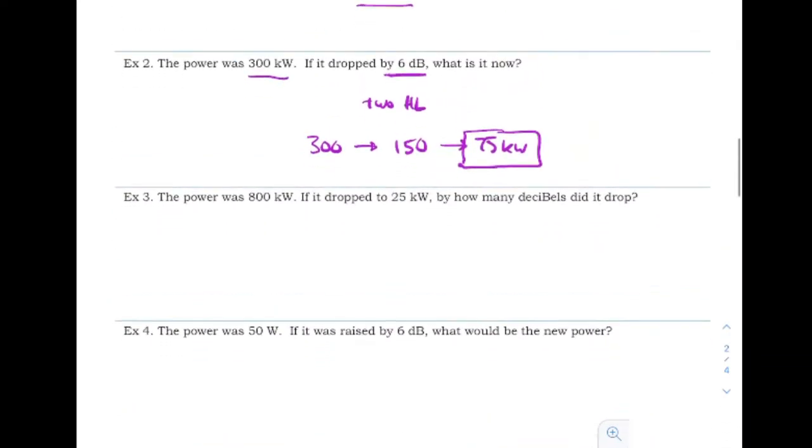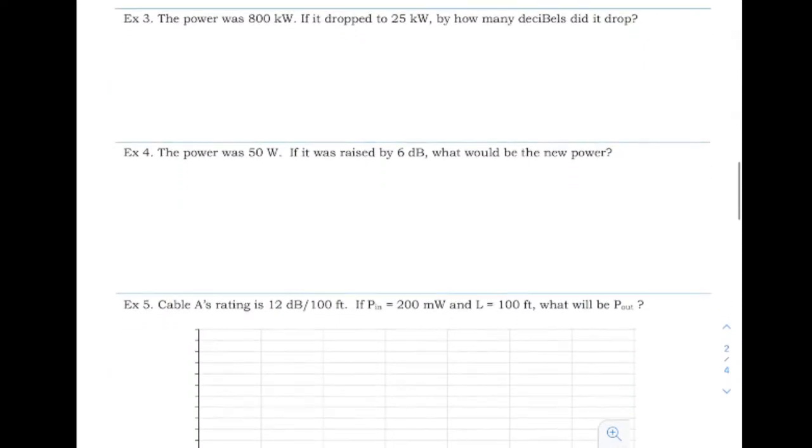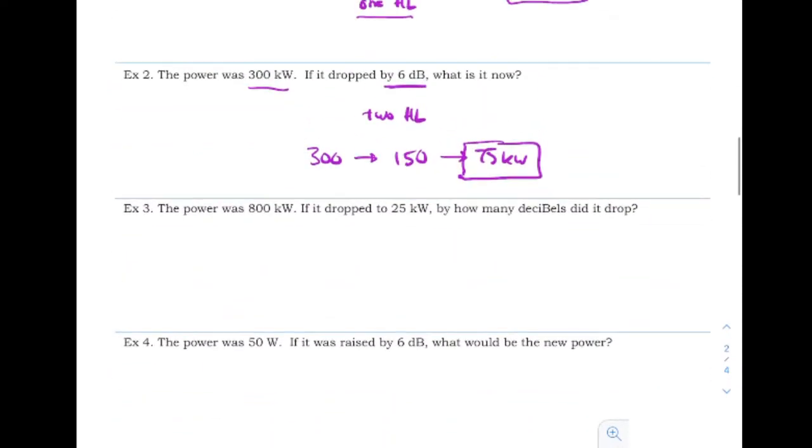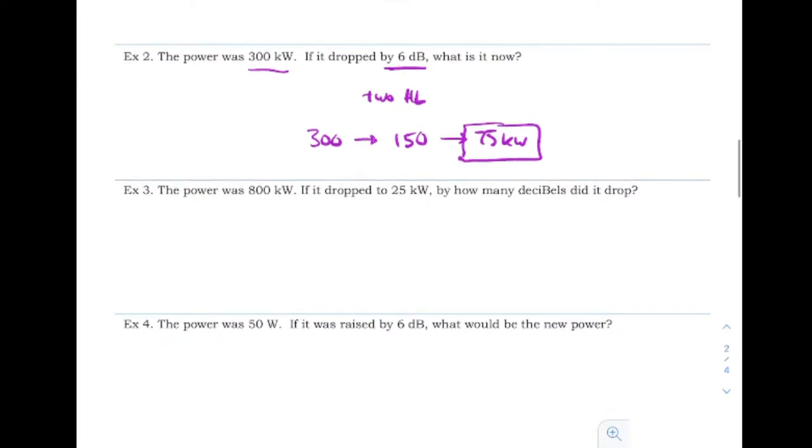You might want to pause and try the next 3 yourself. Try examples 3, 4, 5 yourself, and then come back and see if you're hip to what I'm saying here. Okay. What do we got here? The power was 800 kilowatts. Okay. It dropped. Oh, we're not told the decibels. We're asked how many decibels. Well, it dropped to 25 kilowatts. The 800 went down to 25. Now you know that the decibels has to do with half-lives. Decibels are counting half-lives. So if you want to count decibels, you have to count half-lives.